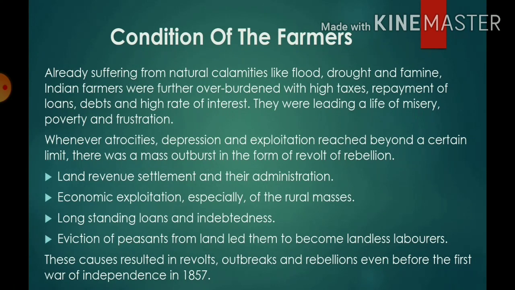It was only in 1930 that the organization of Kisan Sabha started supporting the cause of peasants.